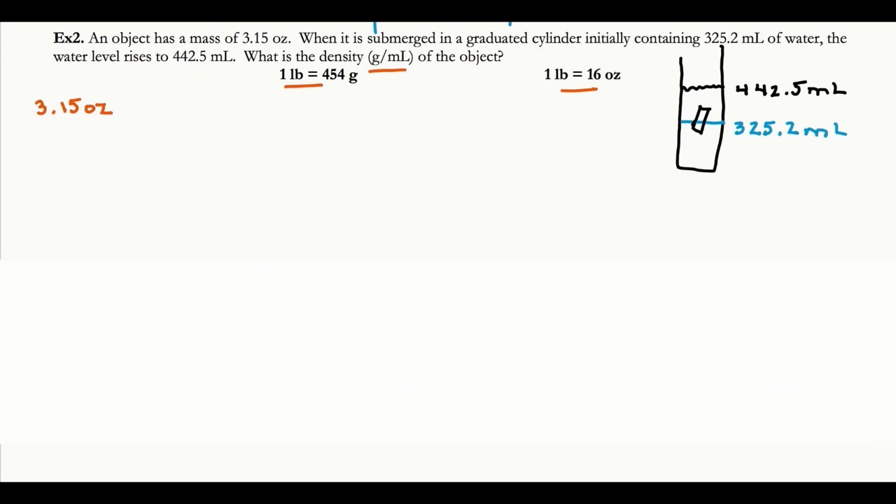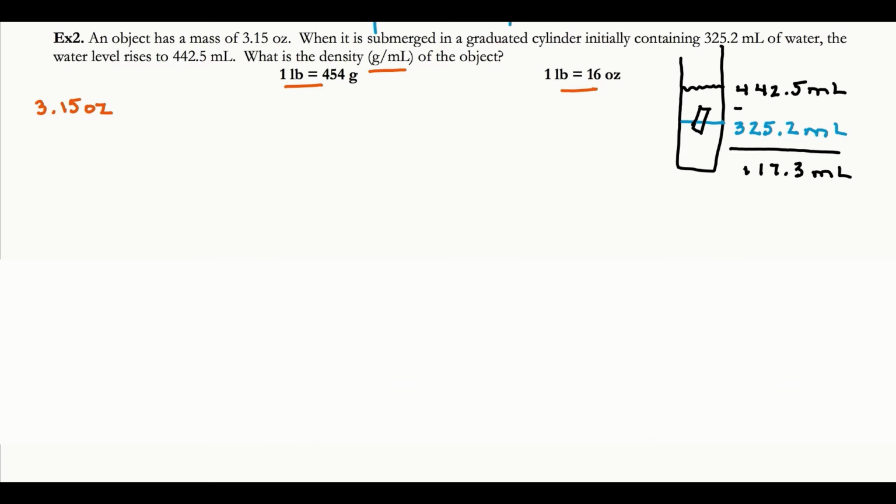Now it's 442.5. So what I can do is take the difference between those two volumes, and that'll tell me the actual volume of the object. 325.2 is the volume of just water. It rose to 442.5 as soon as you added the object. So logic tells you that that must be the volume of the object itself. And so the volume of the object itself is going to be 117.3 mL if I subtract. So now I've got my volume, so I'm good there. Now I've got to figure out my mass.